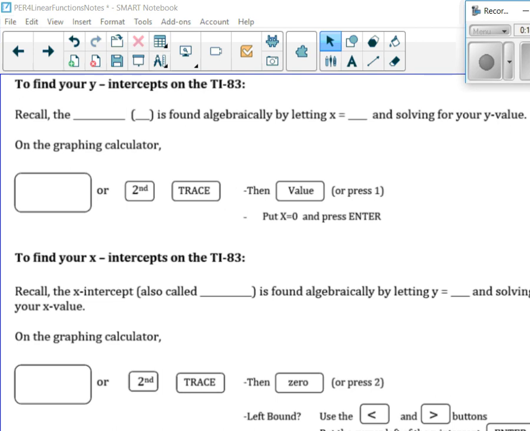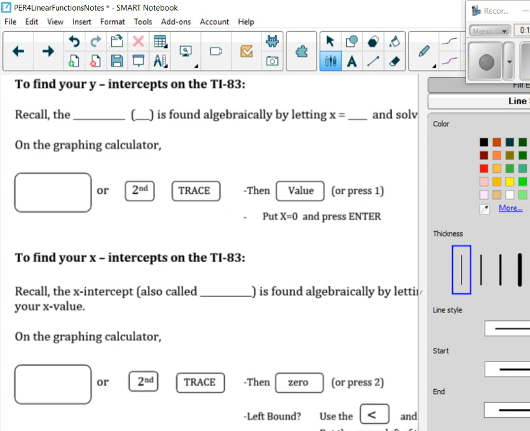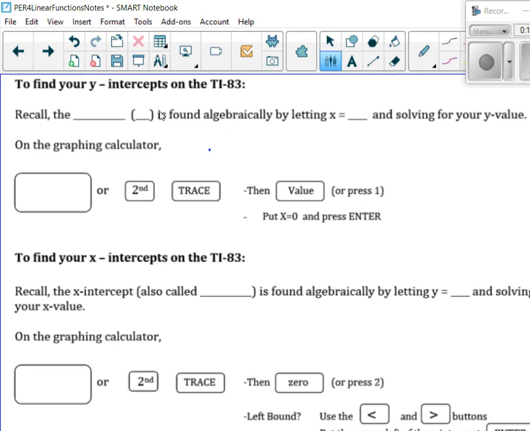Who can tell me how to find your y-intercepts? Okay, last unit we learned how to find the y-intercept. Who can tell me how algebraically? I'm not talking about on the graphing calculator. Algebraically, how do we find our y-intercepts? Okay, so recall the y-intercept. What do I want in that little bracket there? I guess y. It is found algebraically by letting x equal 0 and solving for your y value.